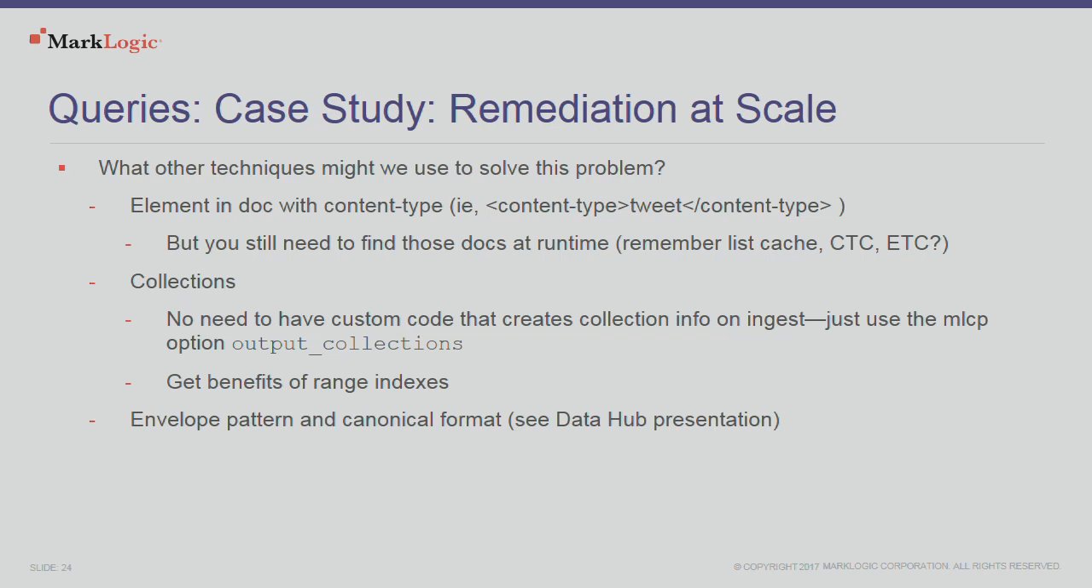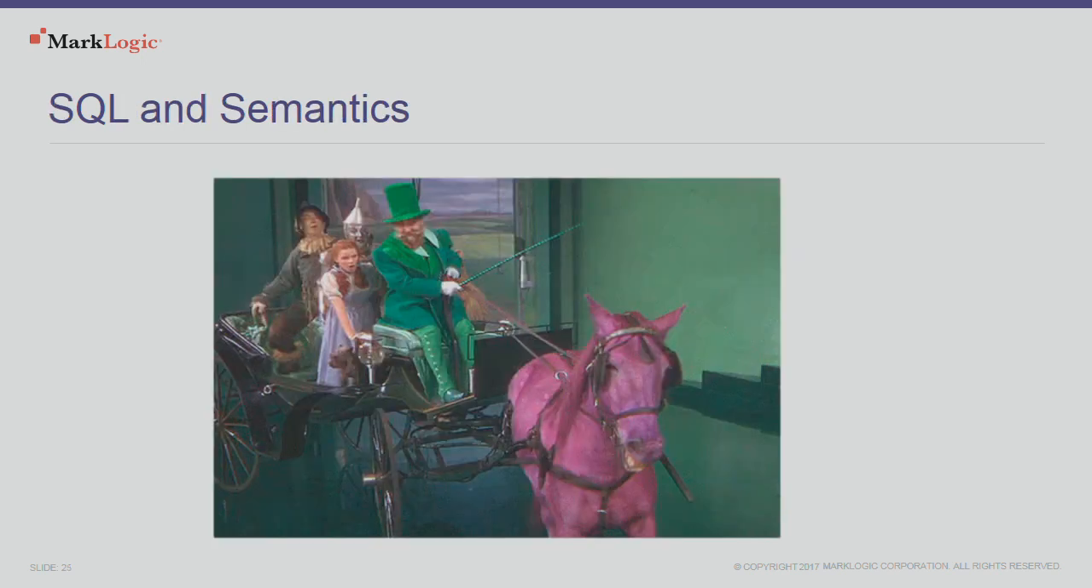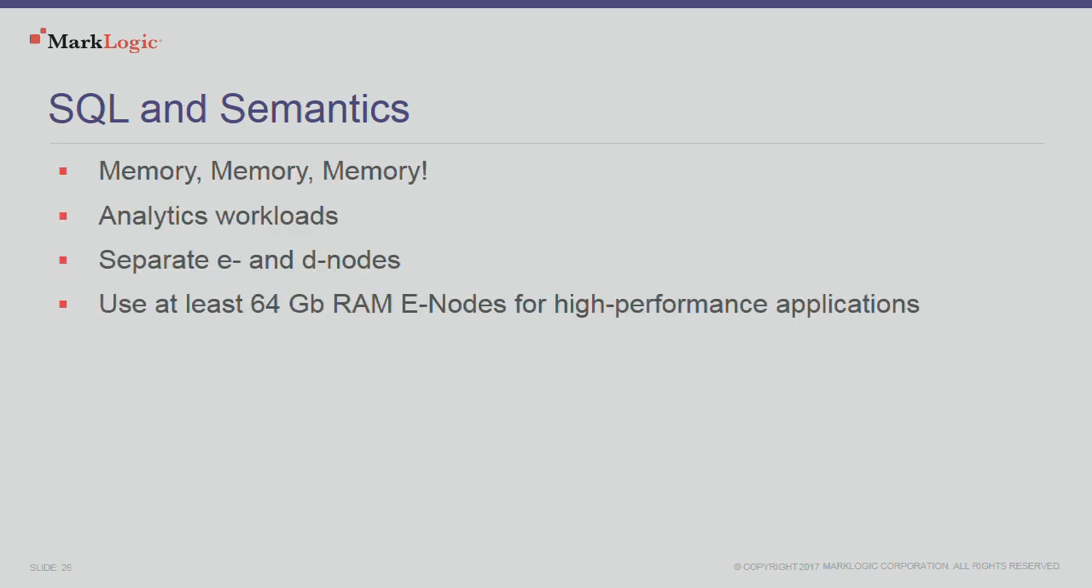Or the best solution would be to use the envelope pattern and our canonical format. And I don't know if anybody's seen the Data Hub presentations that have been going on, but there's tons of great info there. So one last thing, SQL and semantics. If you're doing SQL and semantics, everything is a little bit different. It's not going to be document-based in the same way. And so the most important thing there is going to be having enough memory.